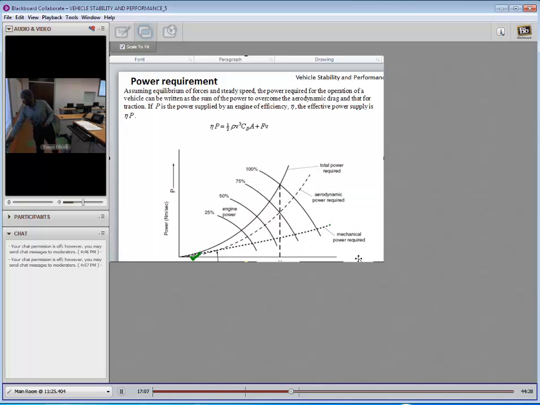As the speed increases beyond the critical value, which is the point of intersection between the mechanical power required and the aerodynamic power required, beyond that you have the aerodynamic power required becoming dominant.